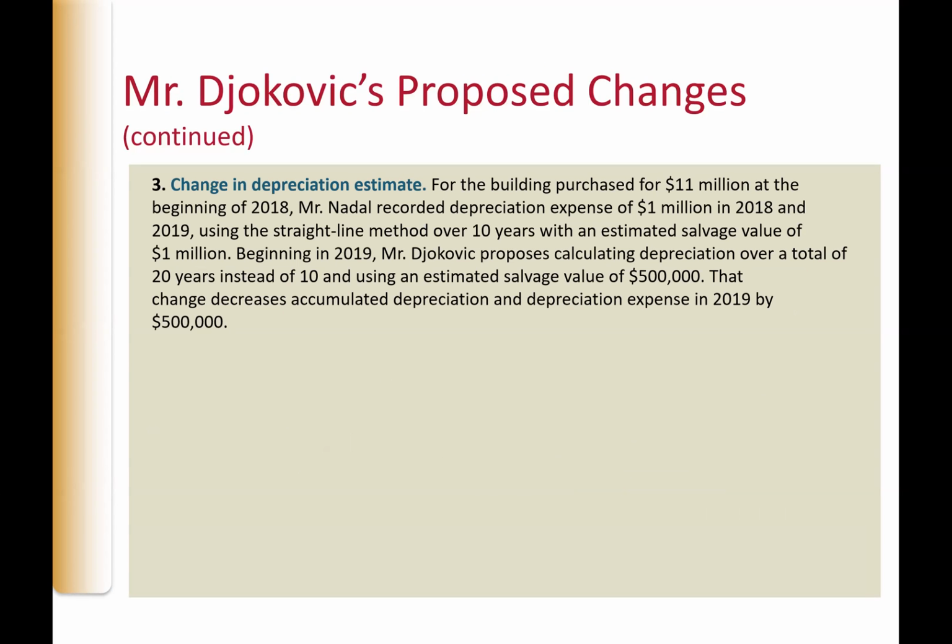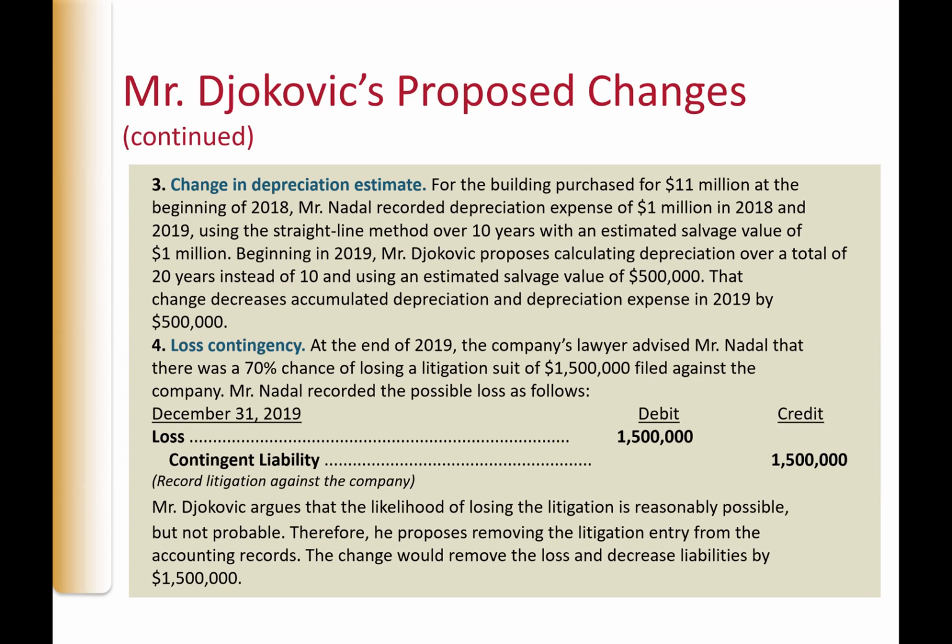Changes in depreciation. For the building purchased for 11 million in 18, Nadel recorded depreciation of 1 million in 18 and 19 using the straight line method over 10 years. In 19, Djokovic proposes calculating depreciation over 20 years. So again, Djokovic's approach shows a lower depreciation expense, which means higher net income.